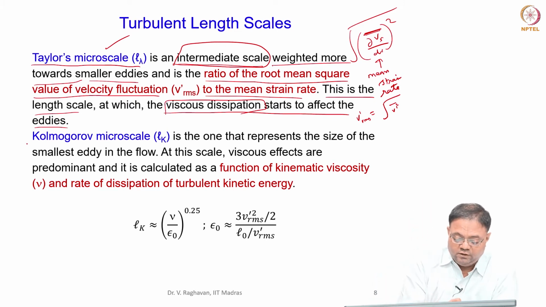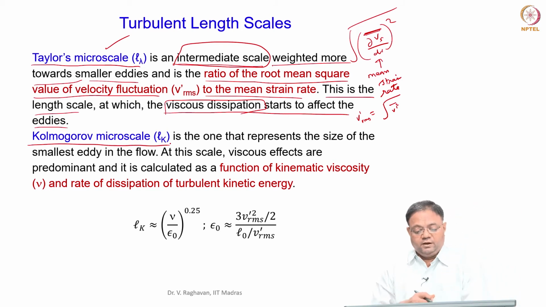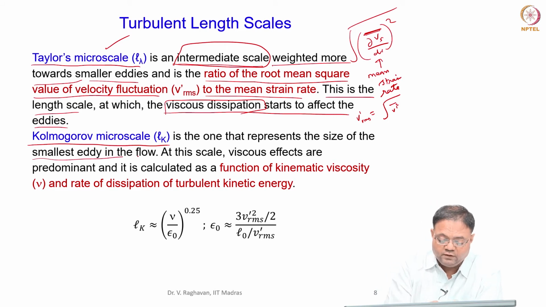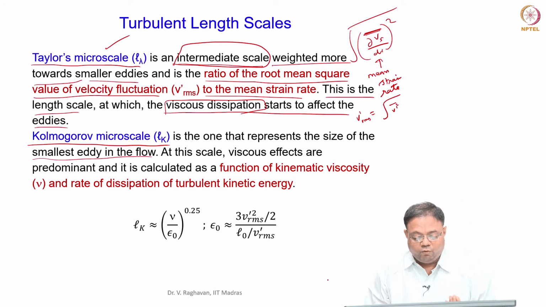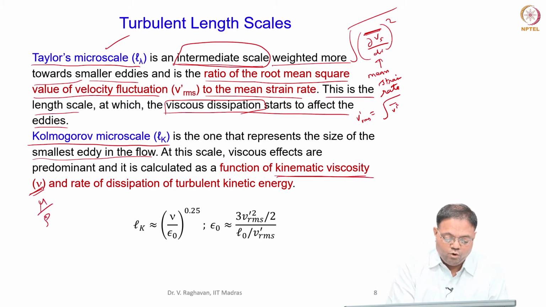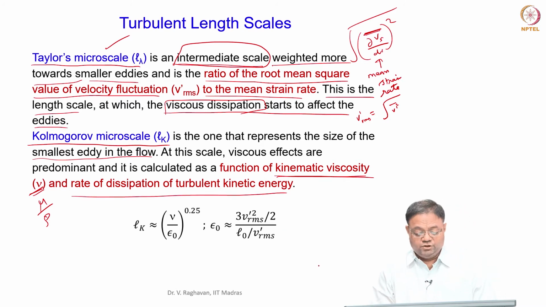Now the smallest length scale is called Kolmogorov scale LK. So that represents the size of the smallest eddy in the flow. Okay, smallest eddy. So how will you calculate it? Basically, it is calculated as a function of kinematic viscosity, because viscous effects are predominant in this particular scale. So we use the kinematic viscosity nu, that is mu by rho, dynamic viscosity by density, and the rate of dissipation of turbulent kinetic energy. So if I use that, then I get the Kolmogorov scale.